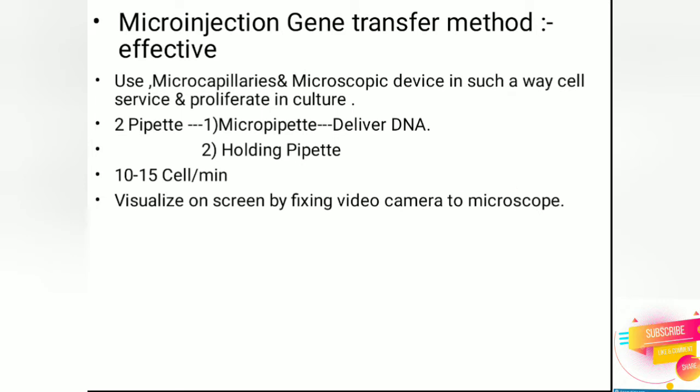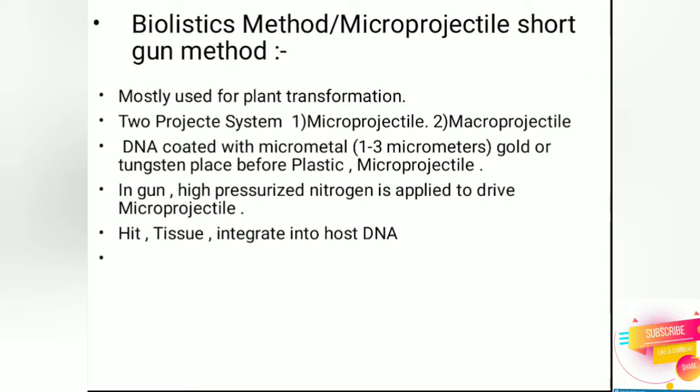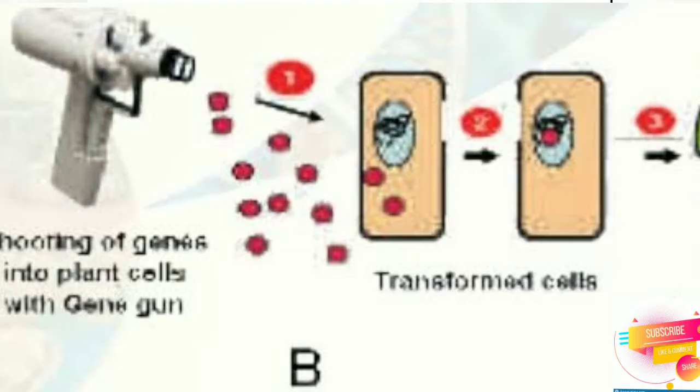Let's start another method. Another method of gene transfer is biolistics. We are discussing only some methods of gene transfer, and all of these are artificial. The biolistics method is also called the micro projectile gun method or shotgun method. Here we use a gun, and you can see the picture of that gun.